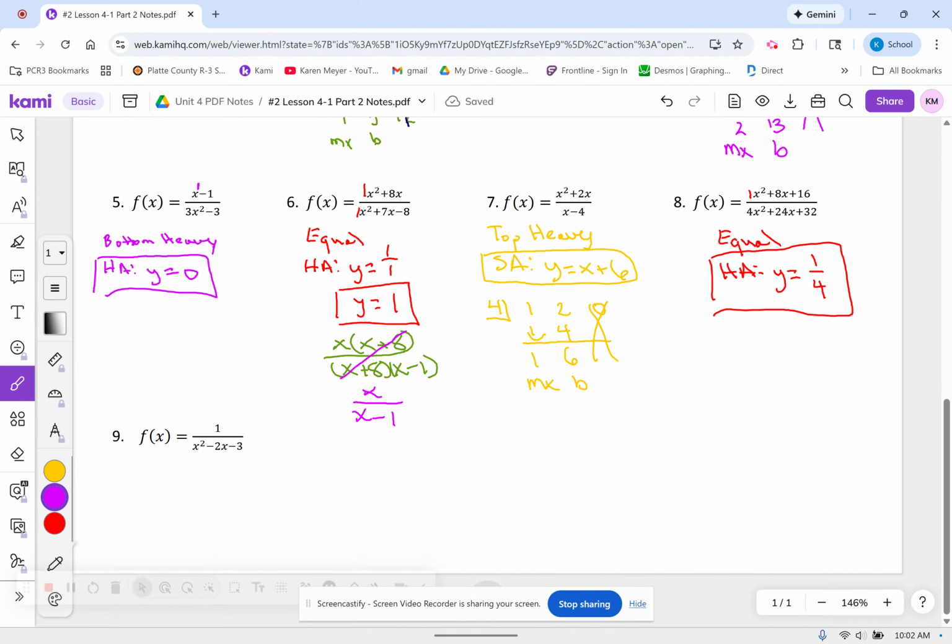On the bottom one, there is no x on the top. So if there is no x on the top, then I'm just going to think of that as x to the 0 power, because there is no x there. So 0 is smaller than the power of 2, so this one is bottom heavy. Or if you just want to be like, oh, there's no x on the top and there's an x on the bottom, it's got to be bottom heavy, that's fine too. And if it's bottom heavy, then it's HA, and that one is always 0. Done.